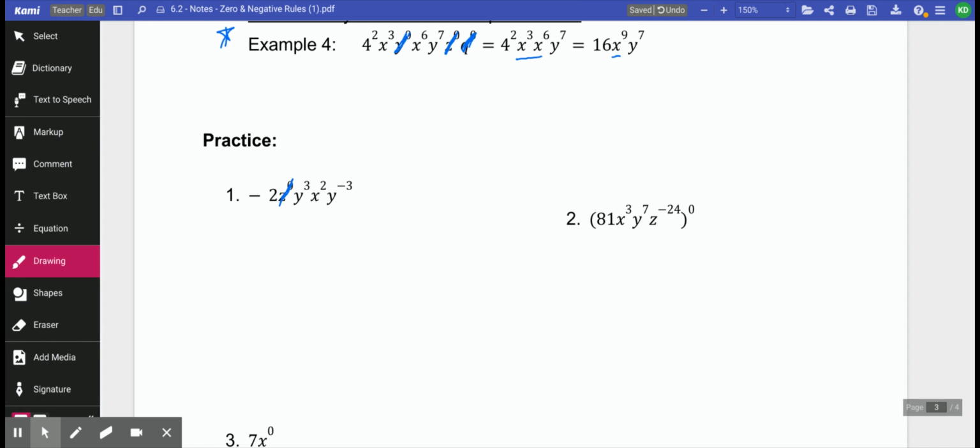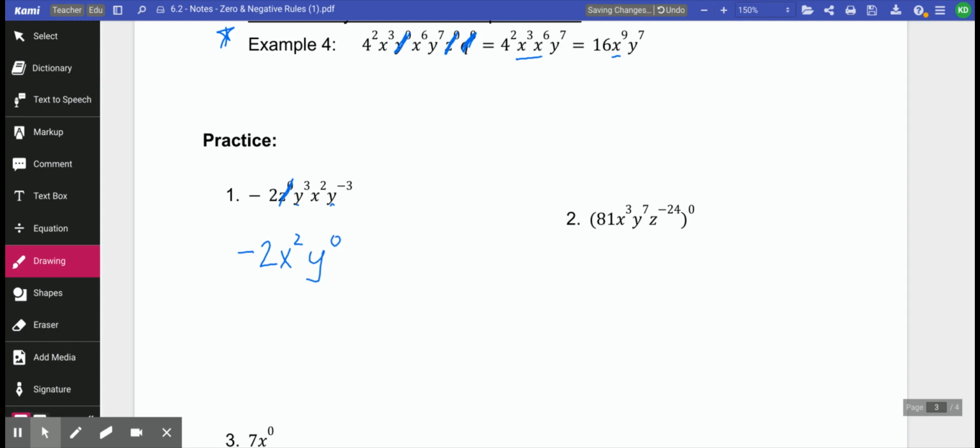All right, let's do a little bit of practicing here. So again, I want to go through and say anything that has an exponent of 0, we can cross out. So I'm going to cross out z to the 0 right away. That's always going to be one of the first things you do because it's the easiest thing to do.